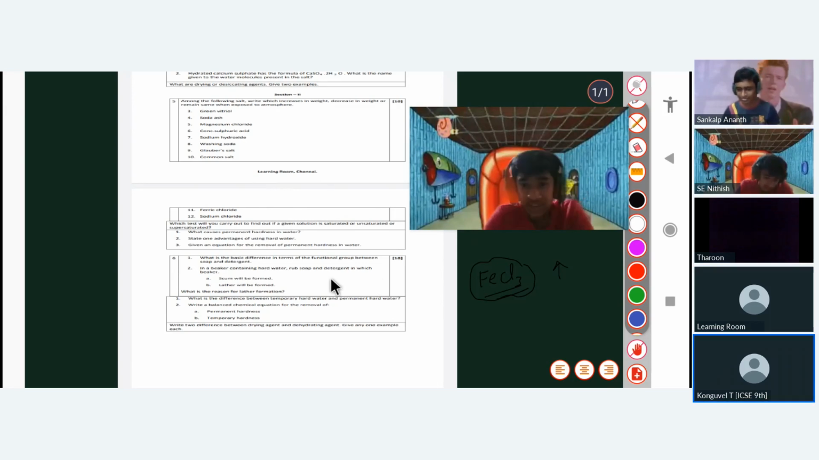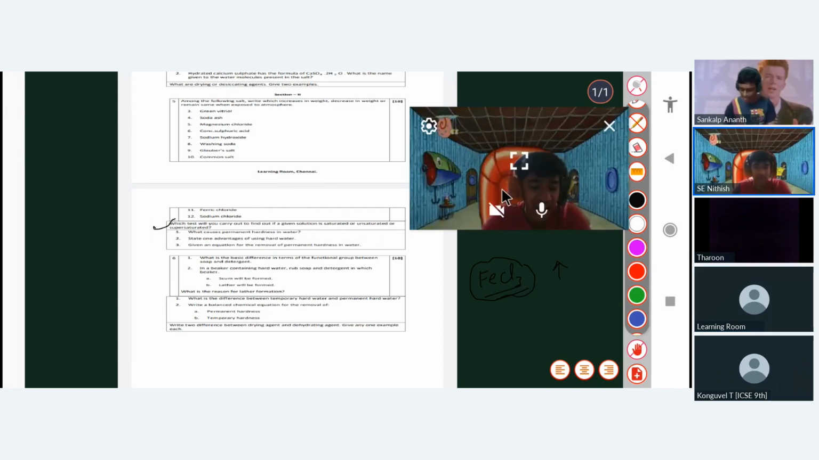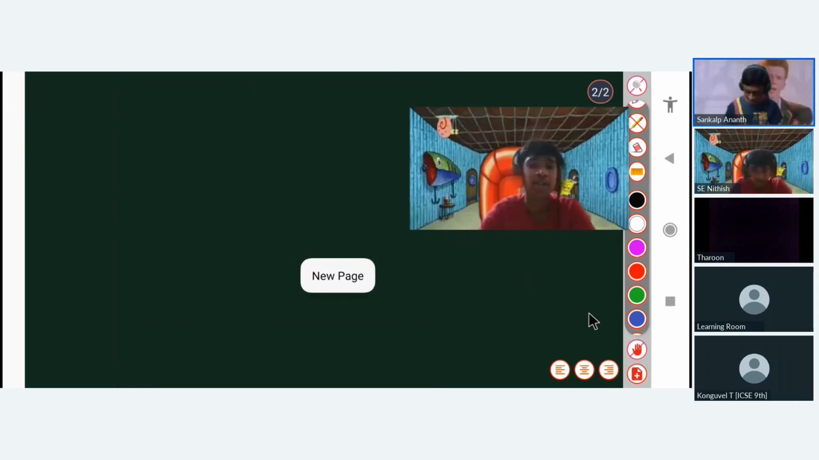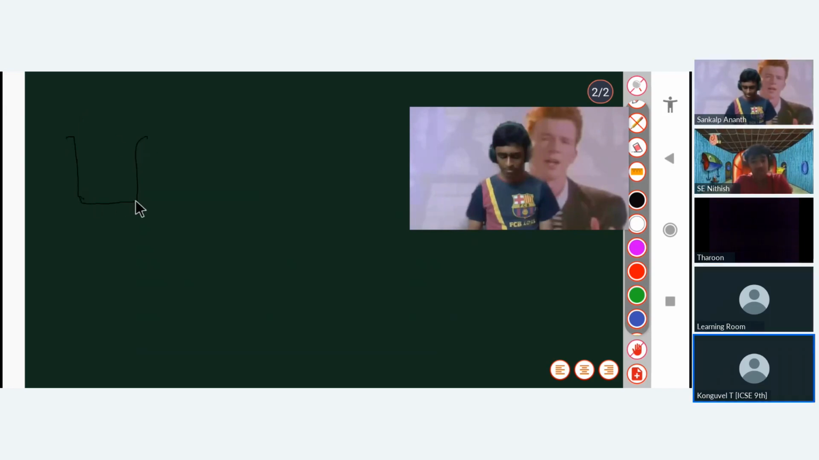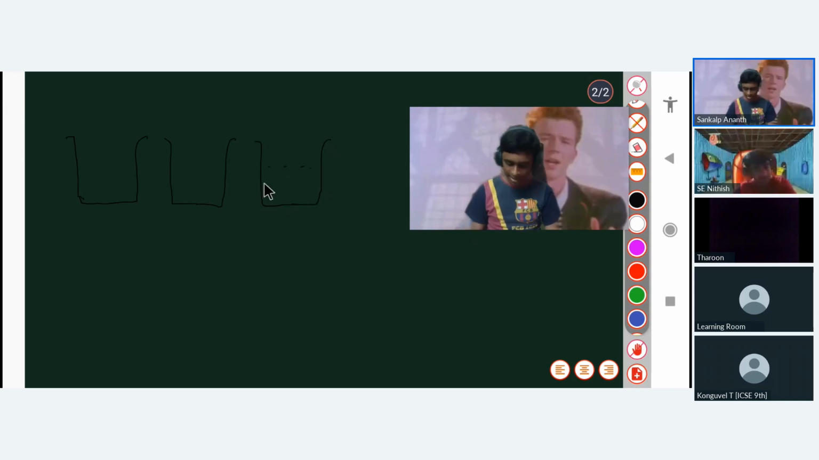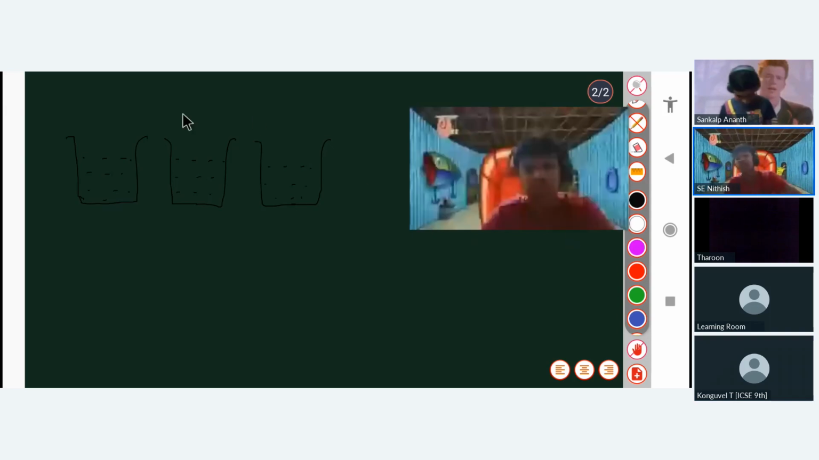Which test will you carry out to find out if a given solution is saturated, unsaturated or supersaturated? Let's say I have a beaker of 100 grams of water and I put 36 grams of NaCl in it. If the NaCl is still present at the bottom, it is a saturated solution. If the NaCl is mixed with the solvent, it is an unsaturated solution. Supersaturated, I don't know. When it gets precipitated.